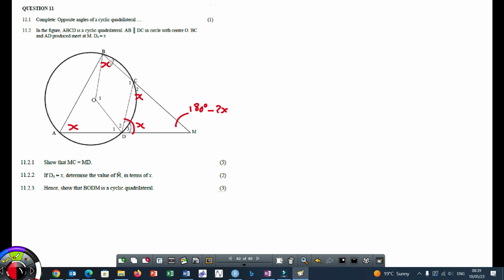So we have got 4 angles that are each equal to x. Let's move on to 11.2.3. Now, 11.2.3, it says hence. Now, what does this word hence mean in maths?